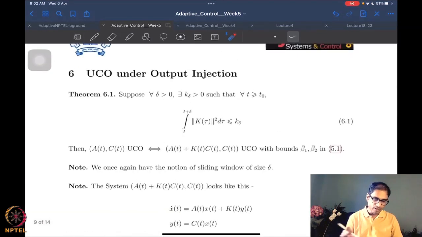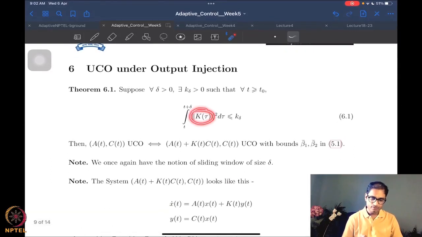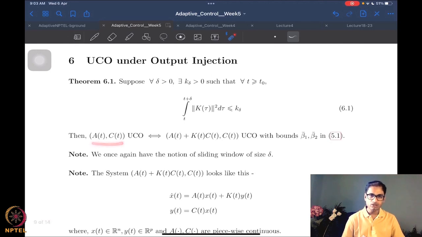It says that if you have some matrix K, a time varying matrix, of course, because we are looking at a time varying linear system. Of course, all of this will hold for constant linear time invariant systems also, because all these bounds are obviously very easy to obtain in those cases. So if you look at a time varying gain K(t), if it so happens that over a moving window, so if you take a moving window average or moving window integral, it remains bounded over all such windows, then AC UCO is equivalent to saying A plus KC, C is UCO.